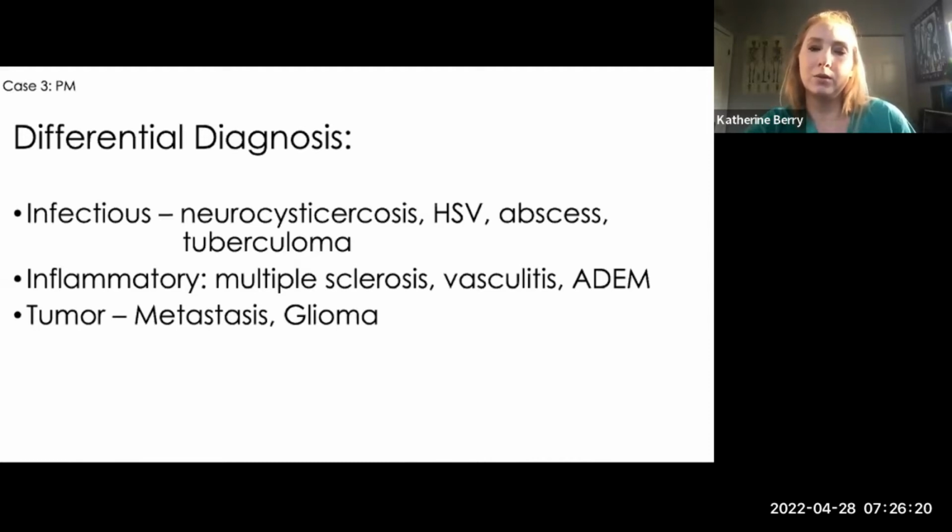So even the radiologist looking at these images said these are non-specific changes. It could be a demyelinating disorder, multiple sclerosis, vasculitis, or acute disseminated encephalomyelitis, and then of course tumor, metastasis, and glioma.